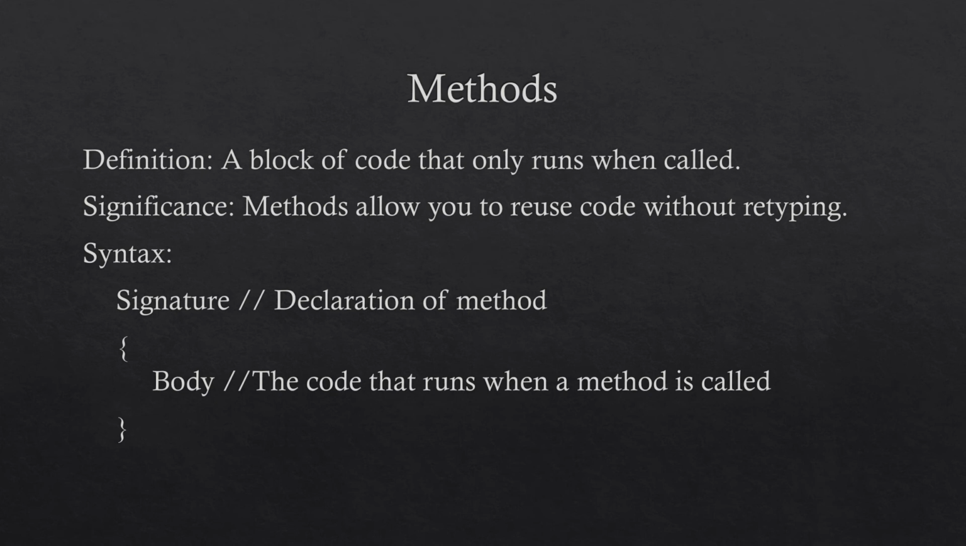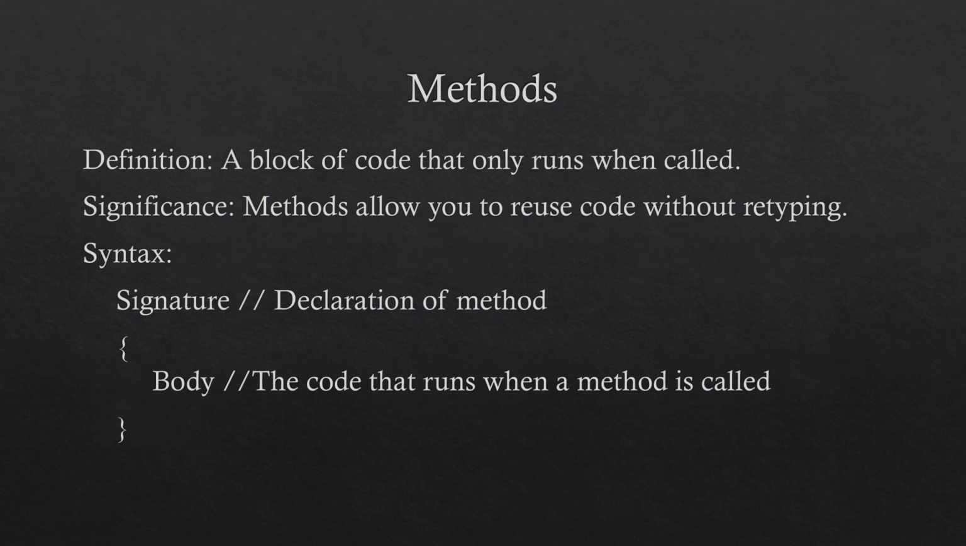Another thing that methods help with is debugging. So if you see something wrong with your code, instead of having to change it in every place where you've retyped the code, you can just change how you've written the method and it changes it for everywhere in your code where you've called the method. So the syntax for a method goes: the signature, then a curly bracket, and then the body of the method, and then a closing curly bracket.